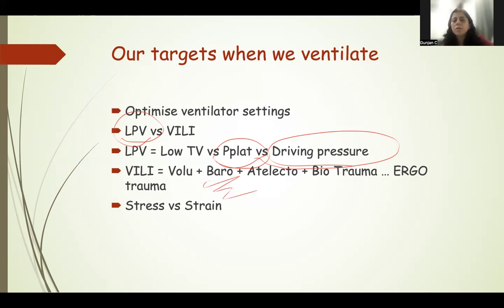And then it came: even if we limit the pressures, there is something called atelectotrauma, which happens because we are inflating and deflating the lungs. This can be avoided by keeping the lungs open, so you give a good PEEP. Then, because of all these things, a lot of cytokines are released and there is a good amount of biotrauma. Now, after 2016, all this is clubbed into one single term called ergotrauma. That is the harm happening because of the energy that the ventilator is delivering to the patient's lungs, or the mechanical power of the ventilator.